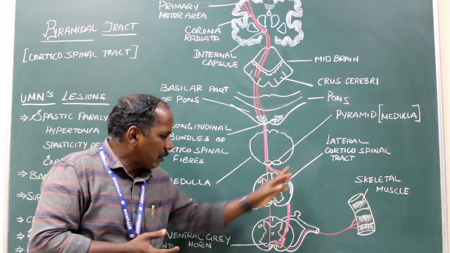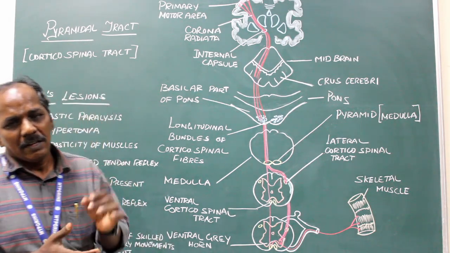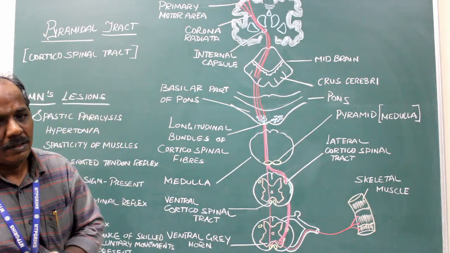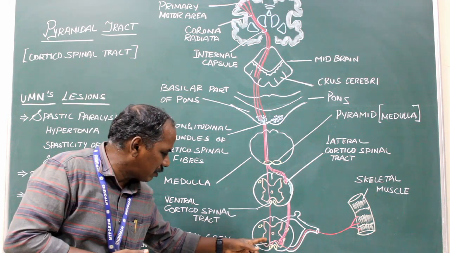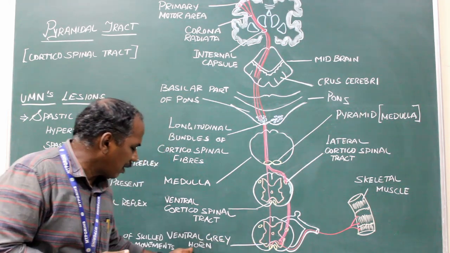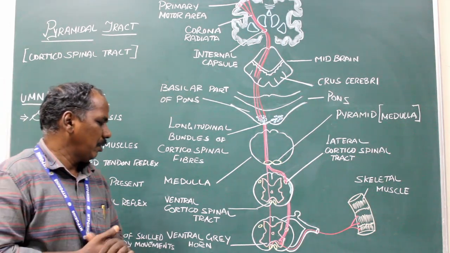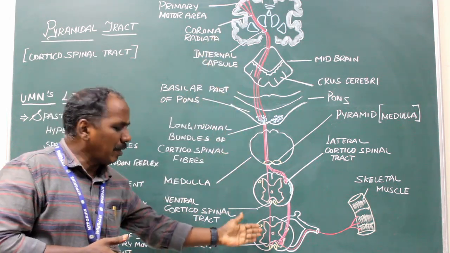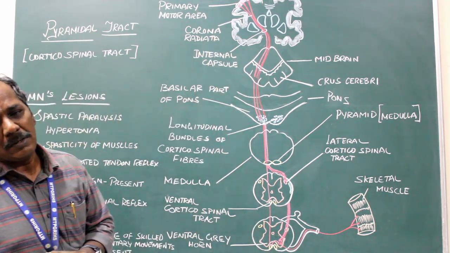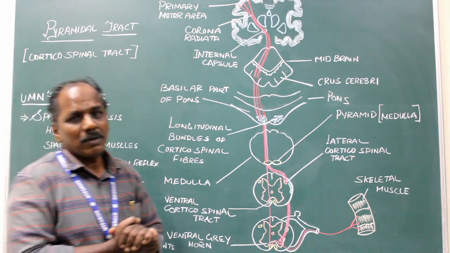The lateral corticospinal tract and the ventral corticospinal tract fibers finally terminate by synapsing onto the anterior horn cells present in the ventral gray matter of the spinal cord. So this is the origin, course and termination of the corticospinal tract. It is a motor pathway.